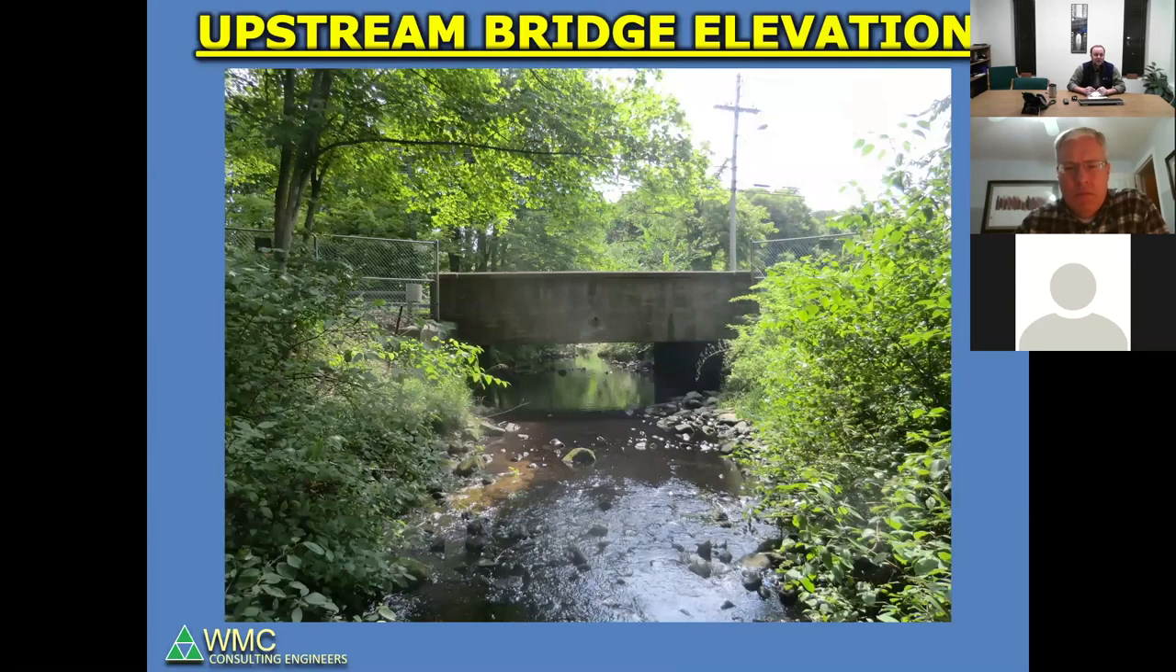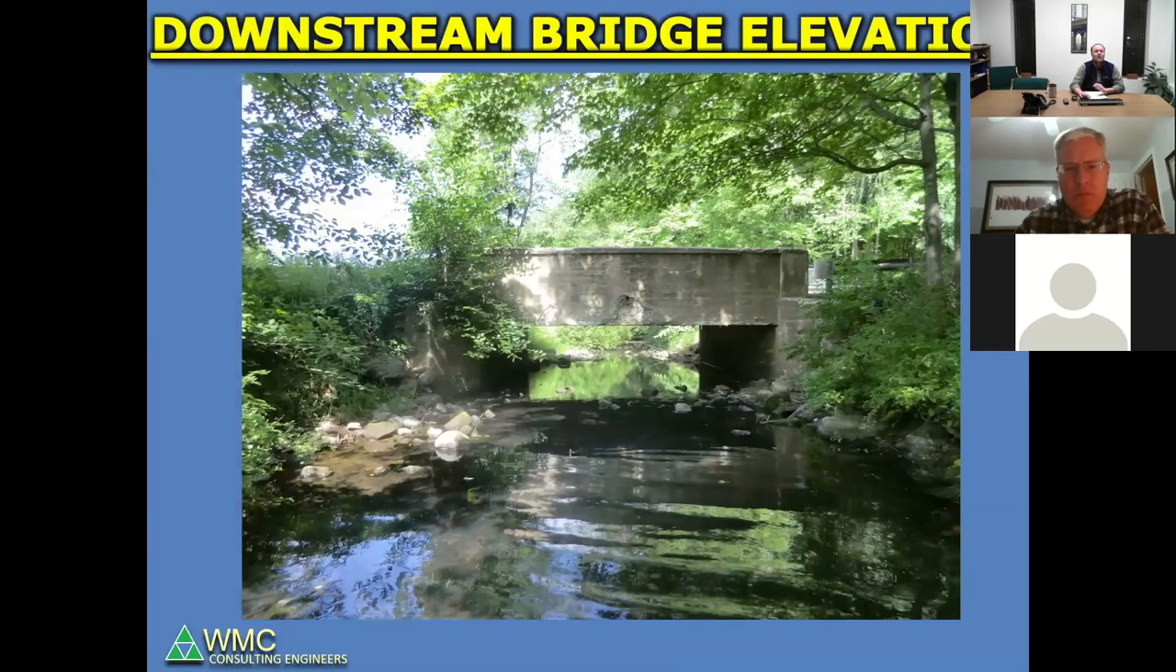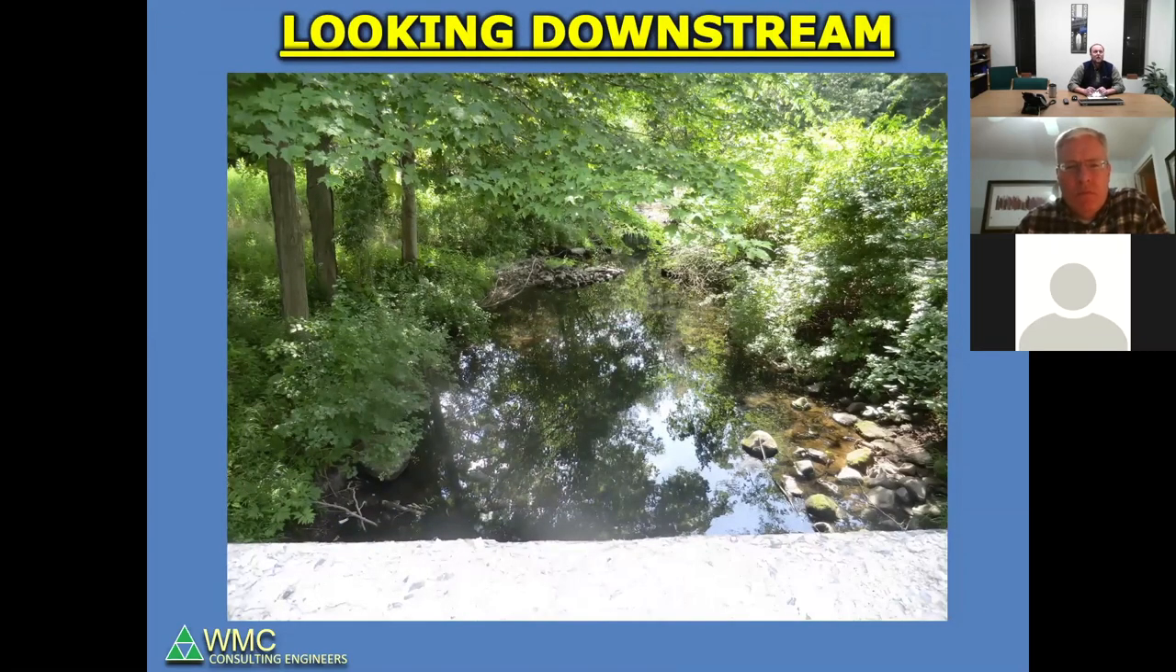Looking at the upstream bridge elevation, this is what the bridge looks like in elevation view. This is the upstream side, so we're looking downstream. Now we're looking upstream. So this is what the channel looks like looking upstream from that location. This is the downstream bridge elevation. And it might be hard to tell, but you can see some concrete spalls there on the parapets, which we will fix when we do this bridge. Now we're looking downstream from the bridge itself.